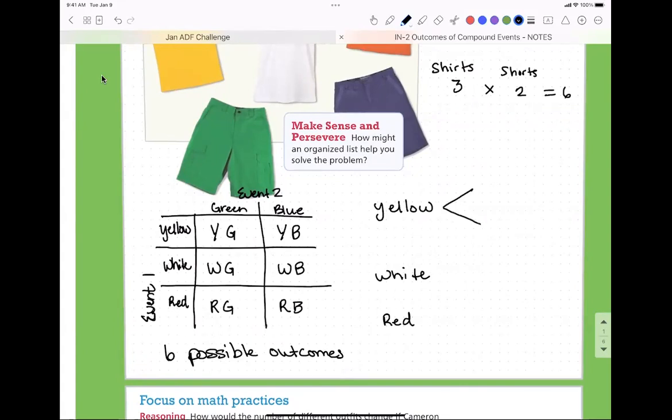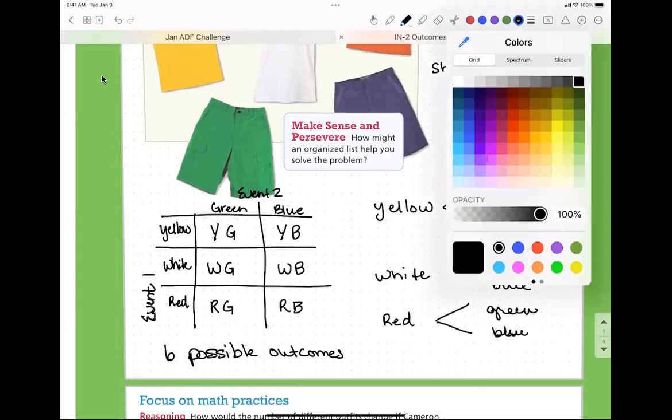And with the yellow shirt, we have the option of green and blue. With the white, we have the option of green and blue. And with the red, we have the option of green and blue. So you can see how green and blue gets written 3 different times. It gets written once with the yellow shirt, once with the white, and once with the red. And this is a tree. Now, you still end up with 6 possible outcomes.